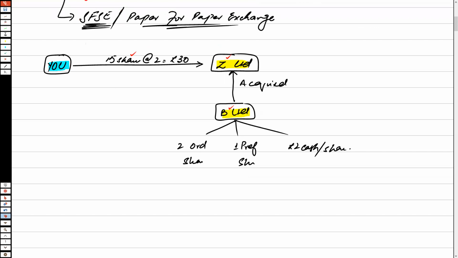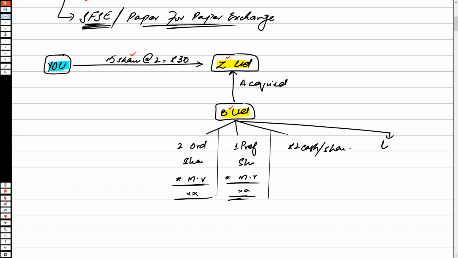It means due to such transaction, now you would be having multiple things in your hand. You basically acquired shares in Z Limited, but now Z had been acquired by B Limited, and B Limited offers all of these things to you. So for example, market value will be multiplied with the number of shares. Over here, the market value of the preference shares will be multiplied.